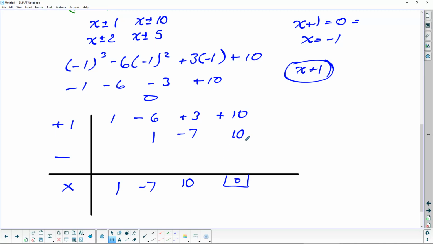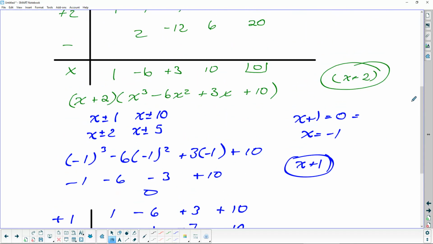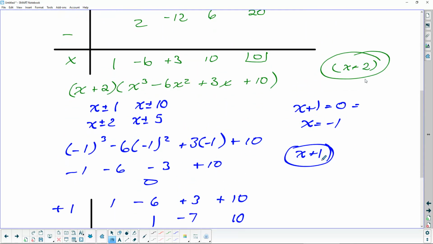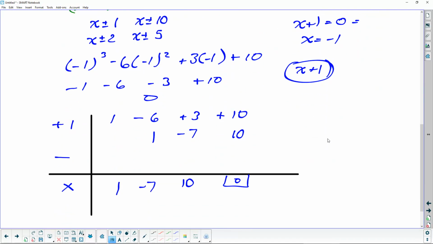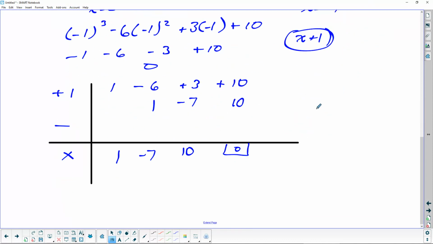Okay, so now we list all our factors. So we choose the first factor that David guessed, and then the second factor that Delilah, I read her mind. So we got x plus 2 and x plus 1. And then this would be x squared minus 7x plus 10. Okay, so that's our final quadratic.